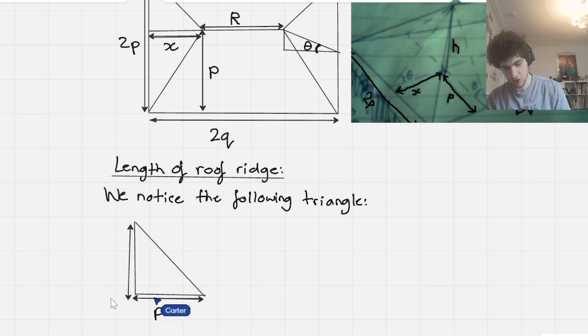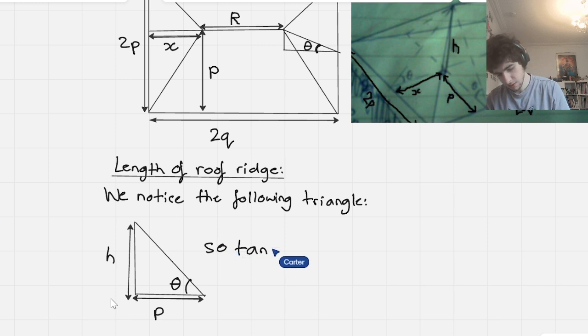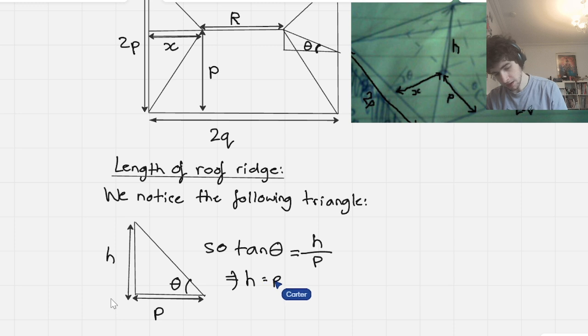So that's h, and we know this is theta by the question. So the first thing that we notice is that tan theta is equal to opposite over adjacent, so h over p. Which means that we know the height in terms of p. So h has to be equal to p tan theta.